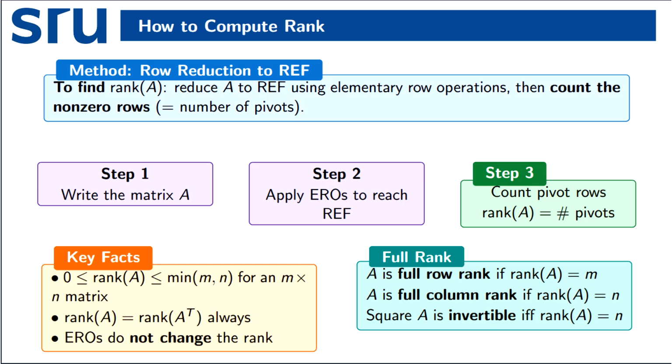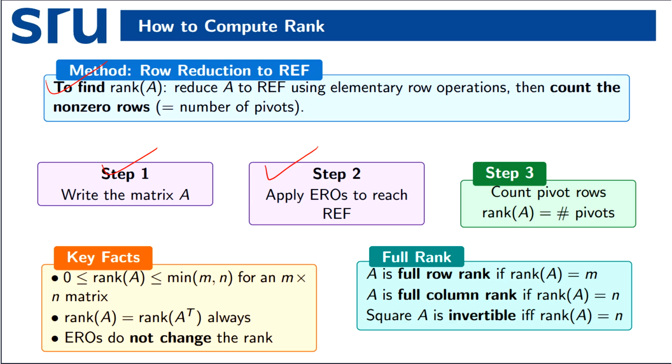Now, let us see how we compute the rank of a matrix. The most common method is called row reduction. We reduce the matrix to row echelon form using elementary row operations. Step 1 involves writing the matrix A. Then in step 2 we apply elementary row operations until the matrix becomes its row echelon form.